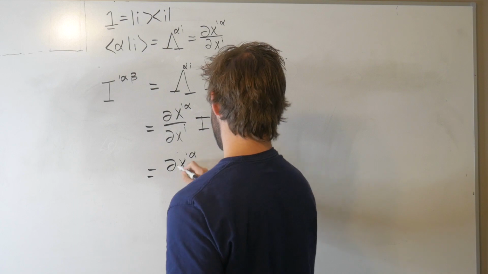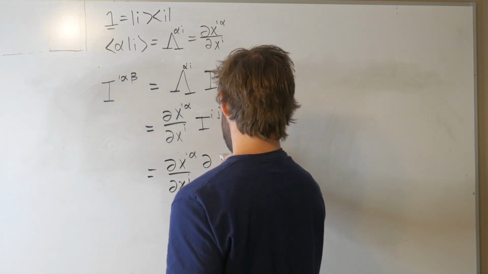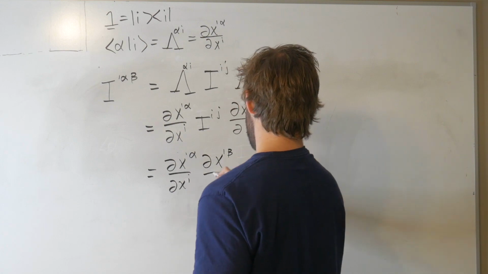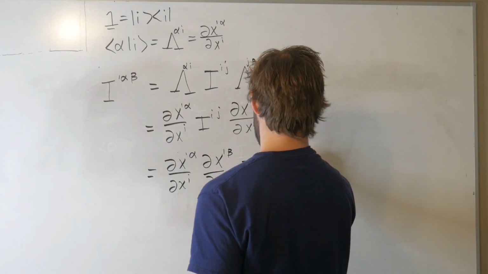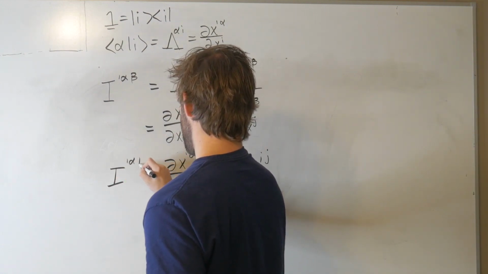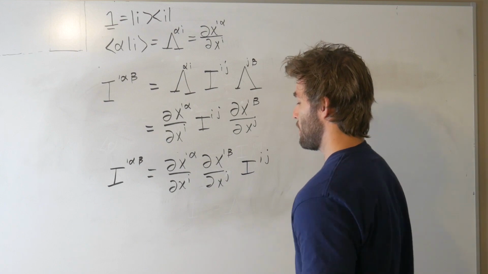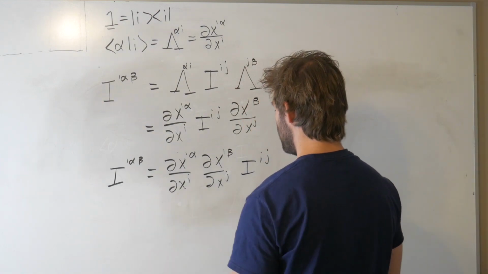dx prime alpha dxi, dx prime beta dxj, ij. And there we have the definition of a tensor by how its components transform.